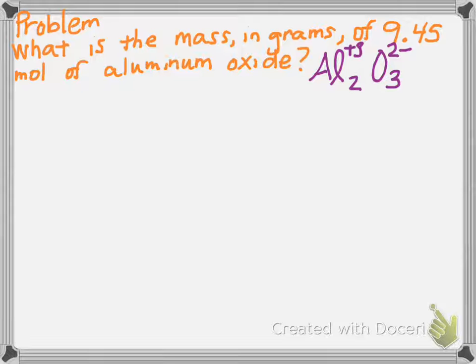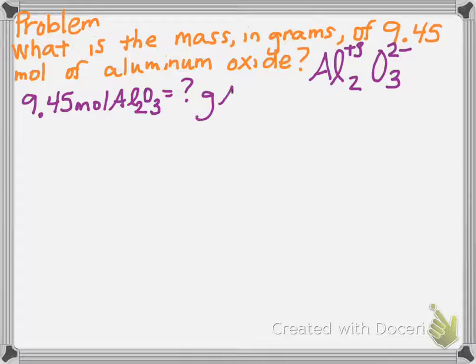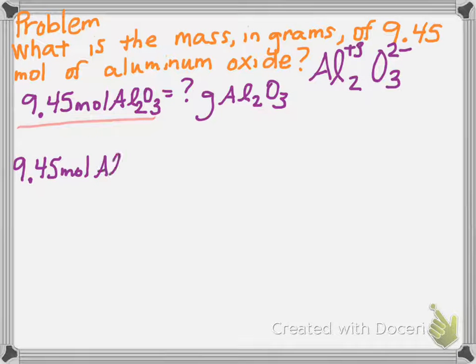So again, even though this is only one sentence, I like to summarize what it's asking me to do. So it's asking me to take 9.45 moles of my aluminum oxide and figure out how many grams of aluminum oxide I have. Again, this helps me because this tells me that this is my given that I have to start with. So I always start with my given in my problem, which is 9.45 moles of aluminum oxide.